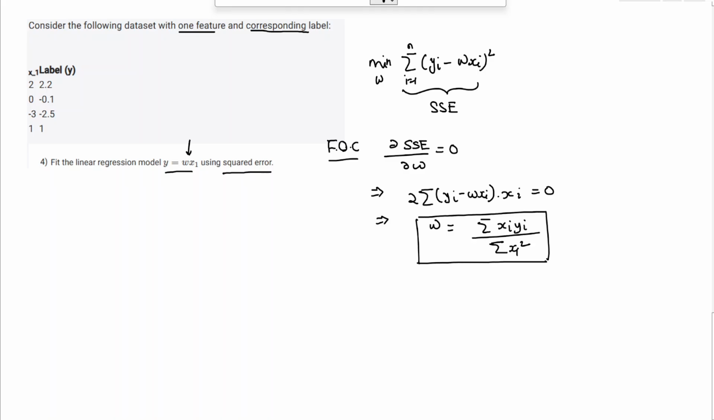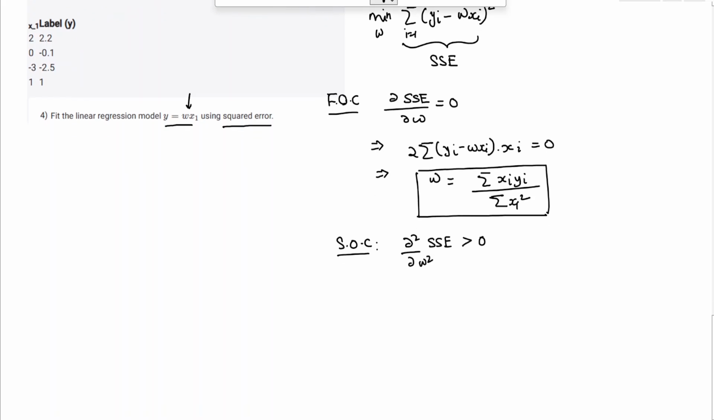Now we also need to check via the second order condition. We need to check if the double derivative with respect to w square of SSE is positive.